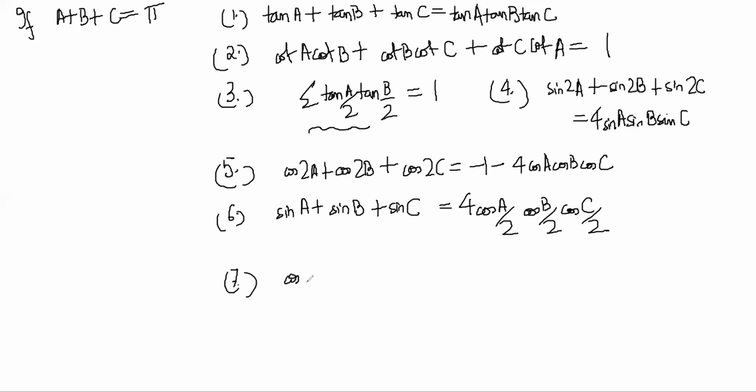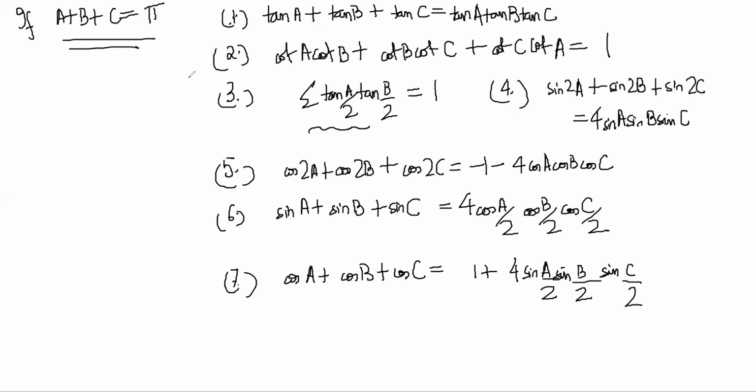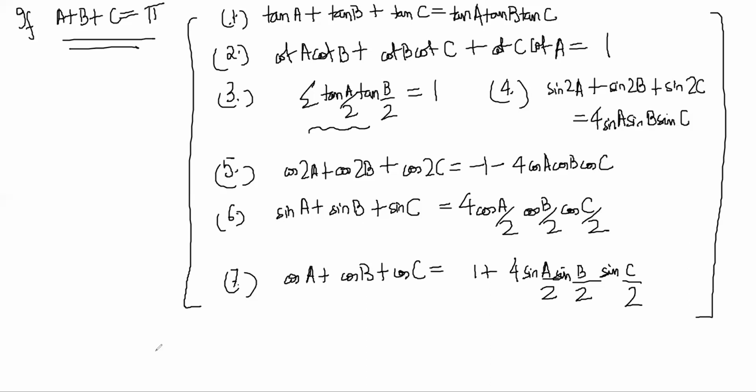Last one is cos A plus cos B plus cos C is equal to 1 plus 4 sin A by 2 sin B by 2 sin C by 2. These 7 identities I want you guys to prove and be convinced that this happens when A plus B plus C is 180. Just try it for a few moments, like 4 or 5 minutes, and let me know how many you can get. I'll be back in 4 or 5 minutes.